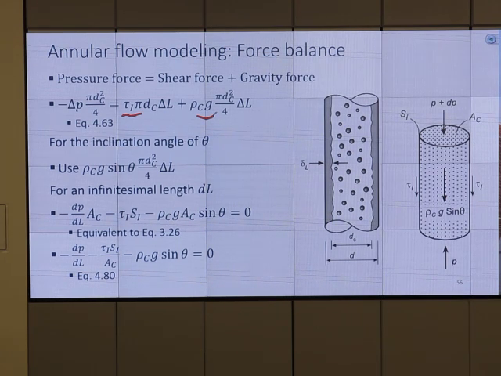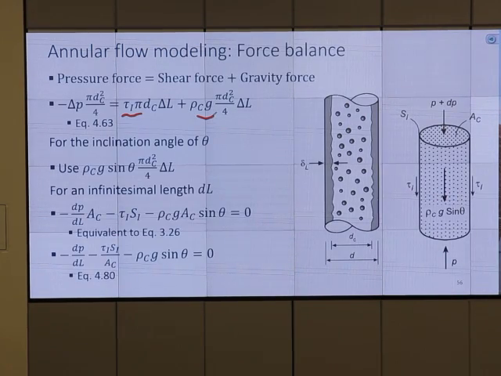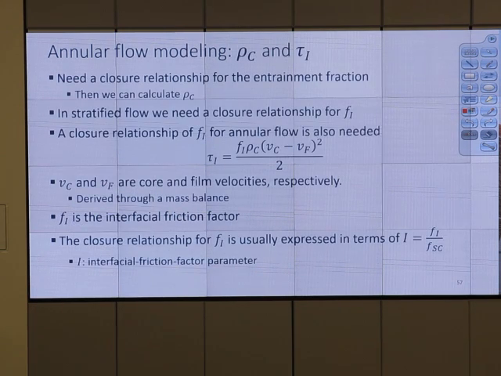For the film, we do the same thing. This part is my film. This is a core. No film yet. Can you do it for the film? Yes, of course you can. Instead of A_C, it will be something else. So this is the force balance for the core part, and we do the force balance for the film part.